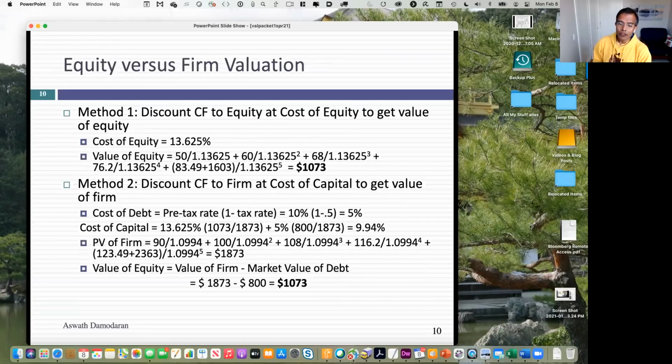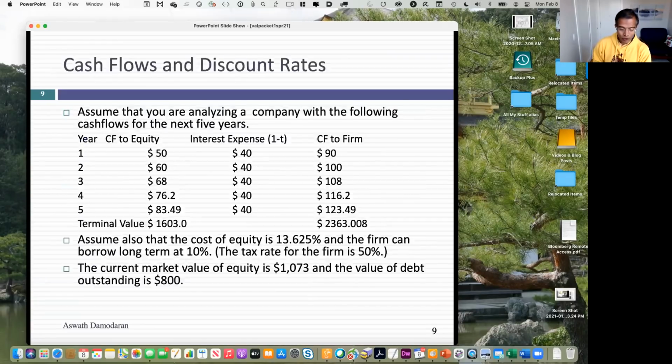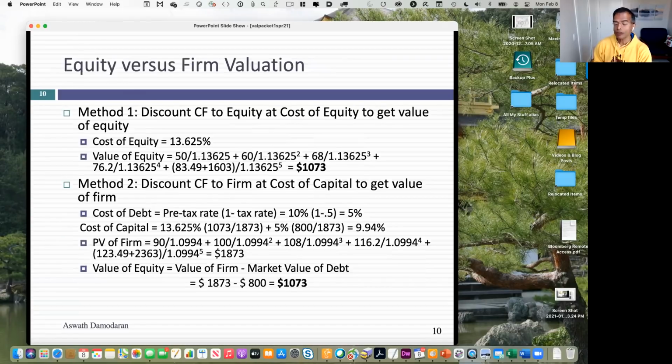So if I take cash flows to equity, so you can go back to the previous page, the cash flow to equity is the second column. If I take cash flows to equity and discount them at my cost of equity, I get a value for the equity of 1,073, which essentially means the company is fairly priced. Its market value is equal to its fair value. That's cash flow to equity at the cost of equity.